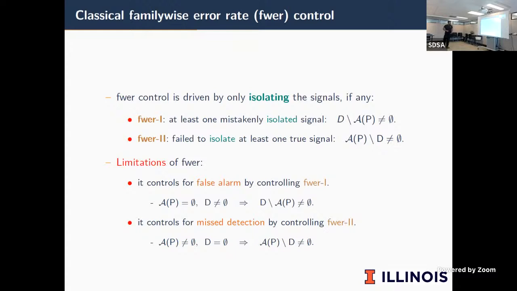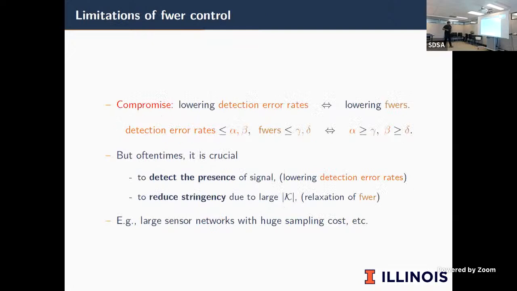Now, the limitation of family-wise error rate is that it controls the false alarm by controlling family-wise error rate 1. So it treats false alarm as a false positive and misdetection as a false negative. Because as you can see, the event of false alarm belongs to this set, and the event of misdetection belongs to this set. So we have a possible compromise: if we want to lower the detection error rate, you have to lower the family-wise error rate, and vice versa. In terms of mathematics, if we put detection error rates below alpha and beta, and family-wise error rates below gamma and delta, then this kind of compromise we have to make.